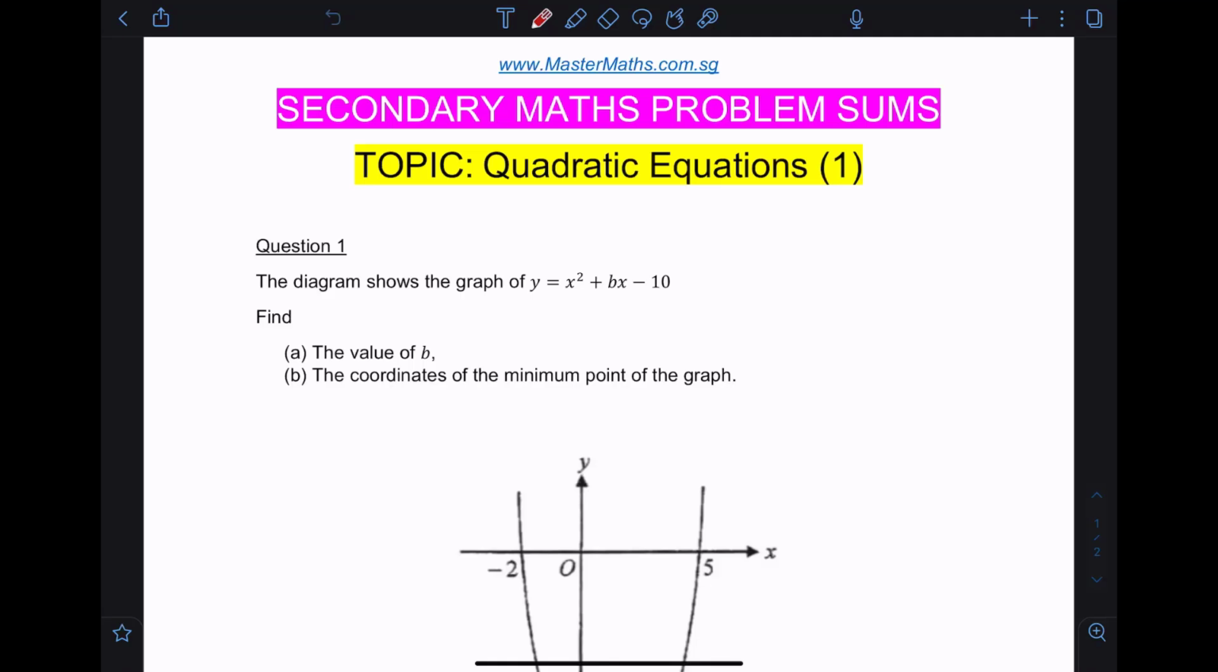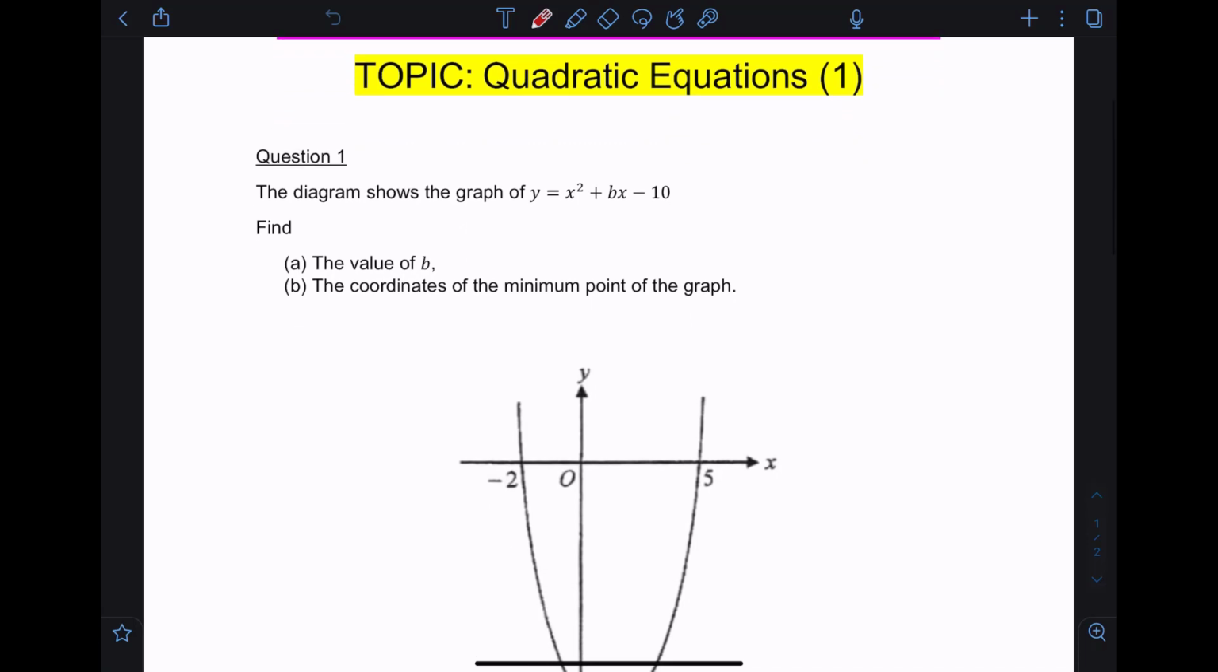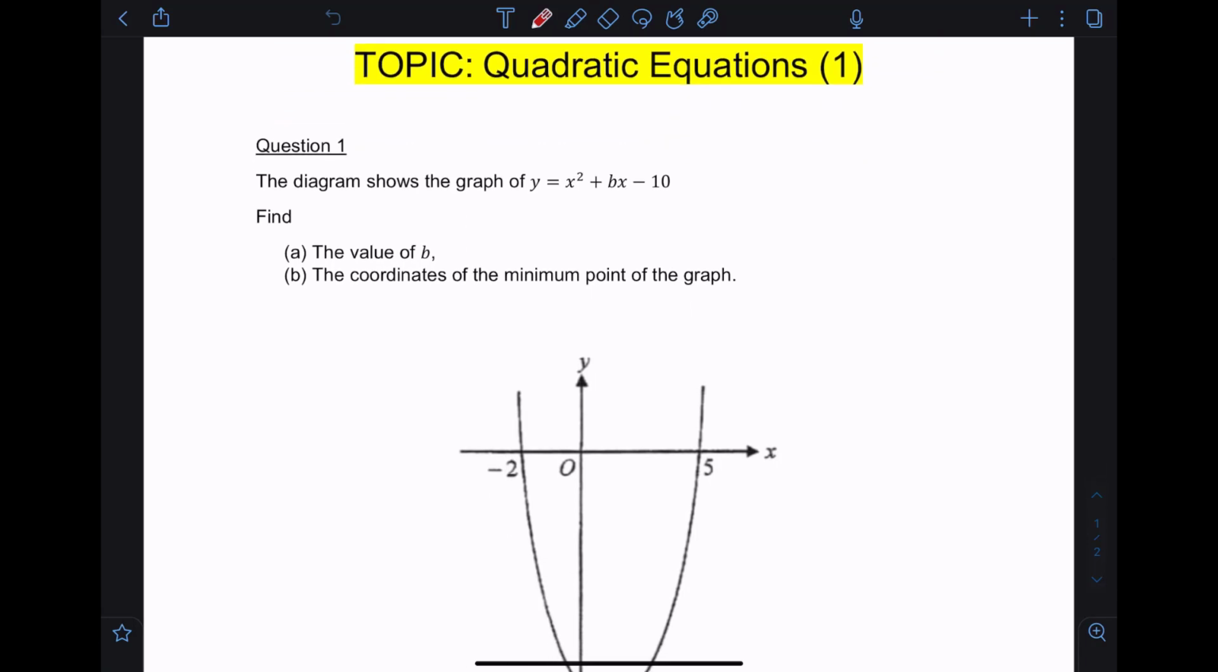Okay, so we have a quadratic equation problem here for secondary mathematics. Question 1. The diagram shows the graph of y equals x squared plus bx minus 10. So this is a quadratic equation. What's a quadratic equation, guys? A quadratic equation will have the form ax squared plus bx plus c, whereby a cannot be 0. So basically a is some numerical value that is either positive or negative. In this case, a is 1, so with x squared, we have a quadratic expression.